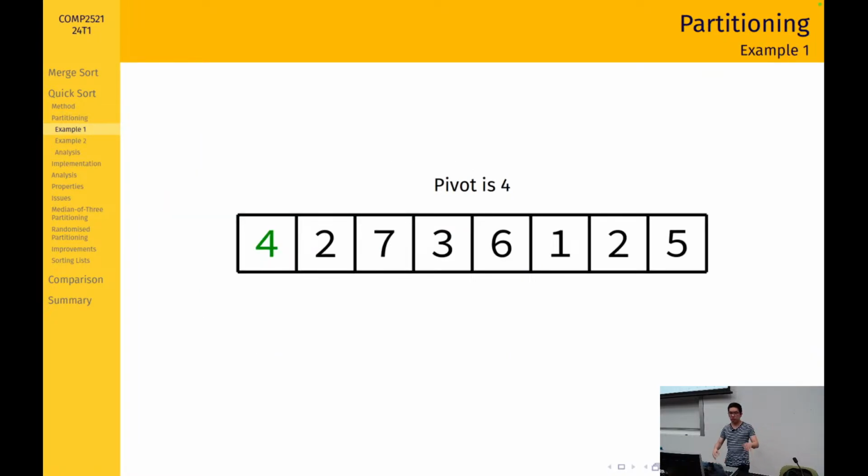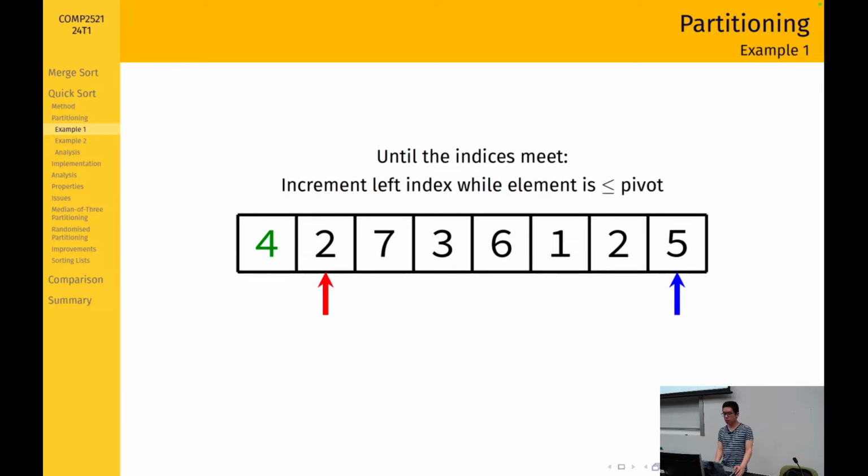All right, so here's our array, and suppose our pivot is 4. What we're going to do first is create our left and right indices. The left index is going to be pointing at 2, the right index is going to be pointing at 5. Then, until the indices meet, we're going to advance the left index while the element at that index is less than or equal to the pivot.